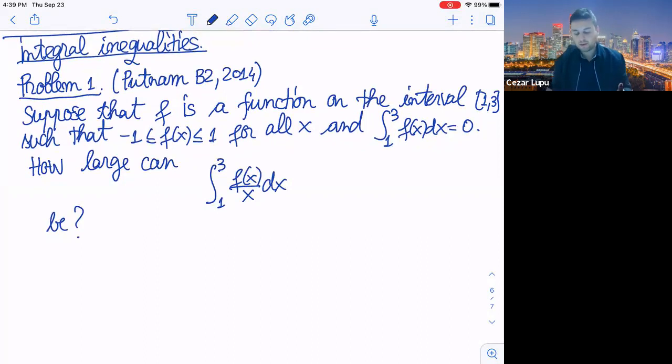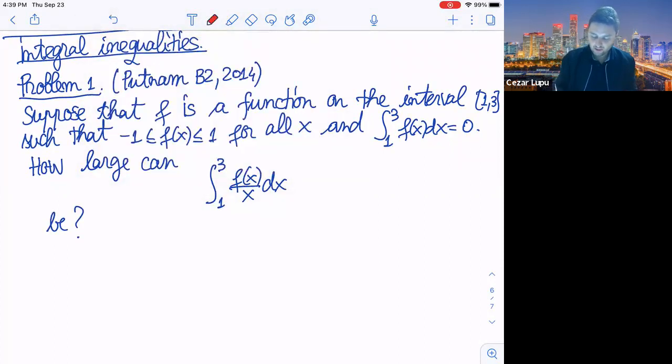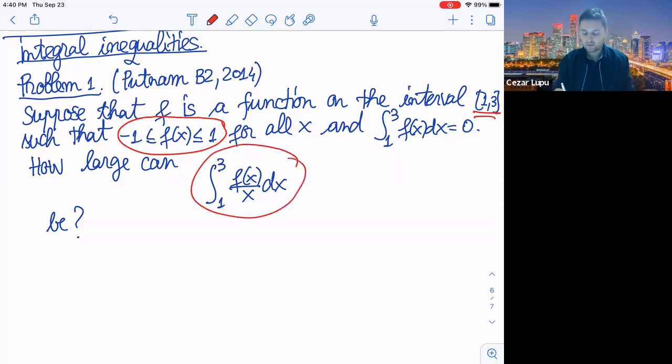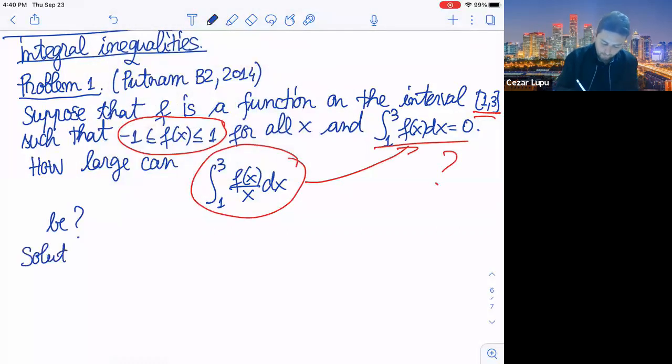Well, this is pretty easy because, as you can see, the function is defined on [1, 3], but it's between -1 and 1. So we can do something about the integral. In fact, maybe we can manipulate this integral in terms of this one here. So maybe we should do that somehow. All right, so let's see. So what should we do?